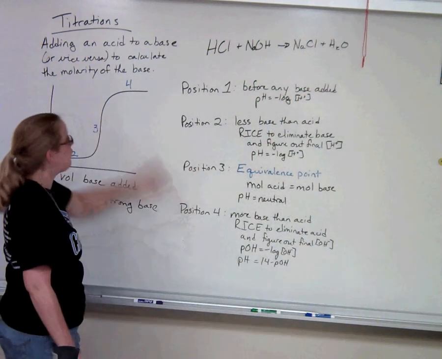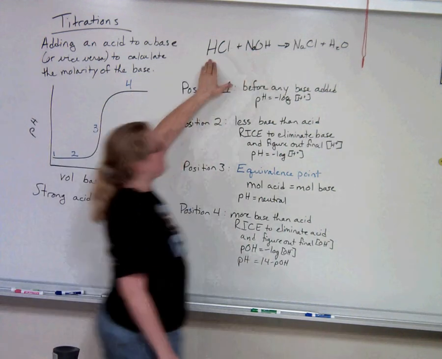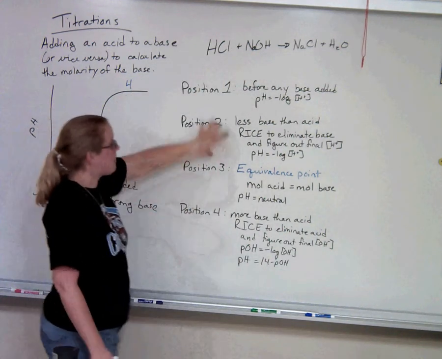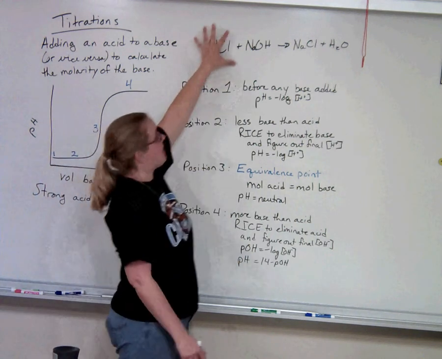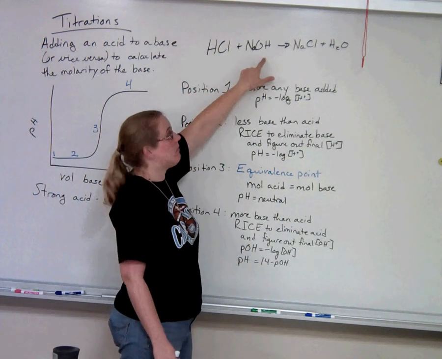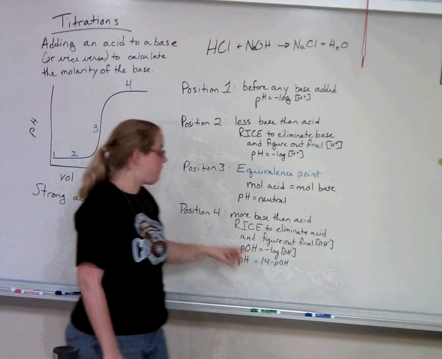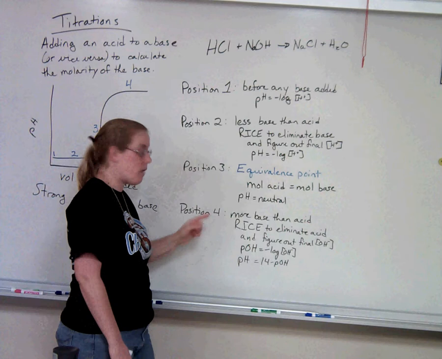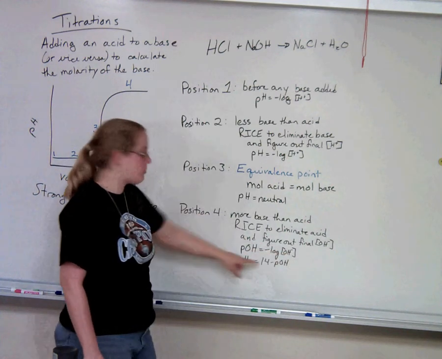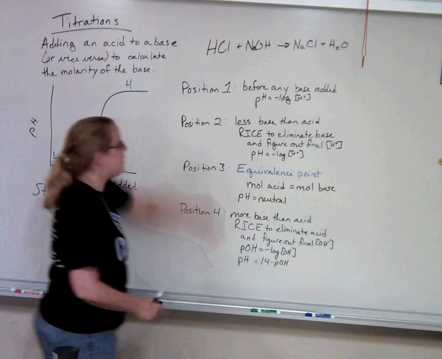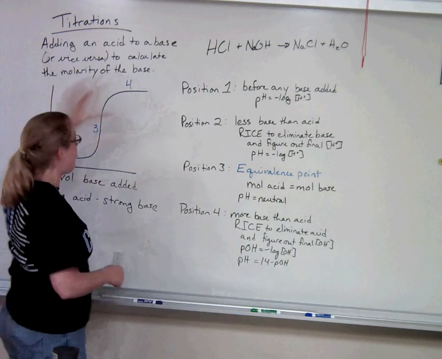Position 4 means I've overshot and I've added more base than acid. So then it's the same idea as position 2, only in reverse. Now we're going to do the rice table to eliminate the acid and figure out how much base we have left, and that will be our concentration of hydroxide, which means we can't find the pH directly, we have to find the pOH. The pOH is the negative log of the hydroxide concentration, and then we subtract it from 14 to find pH. So this is how to figure out the pH at any point on the titration curve.